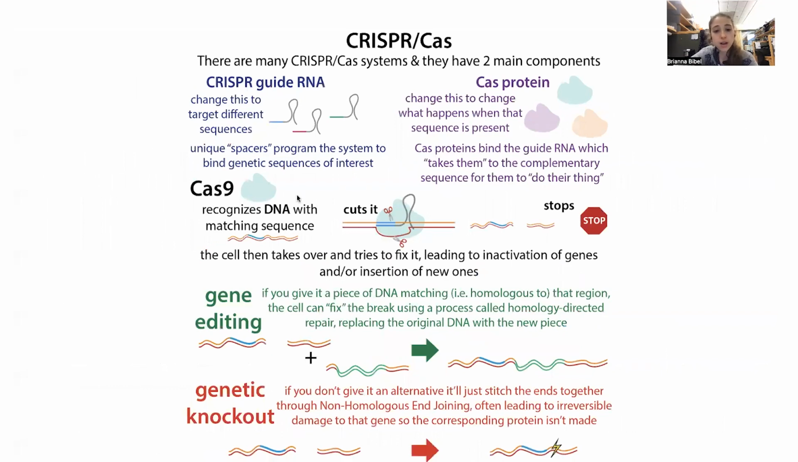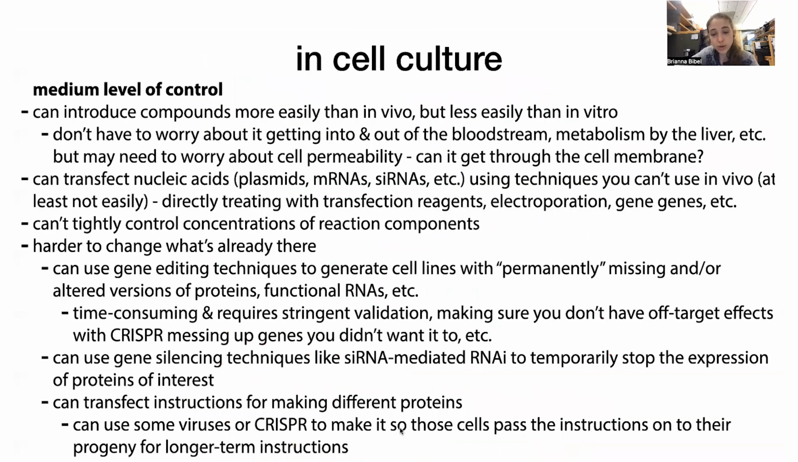This isn't as easy as it sounds, and often when you're trying to make a knockout, you're targeting a specific gene, and then having it try to correct itself, and then it messes up, and then the gene is nonfunctional. But you have to actually validate that it's actually worked, that you don't have off-target effects, that you're not making the protein that you want. So it's time-consuming and requires stringent validation.